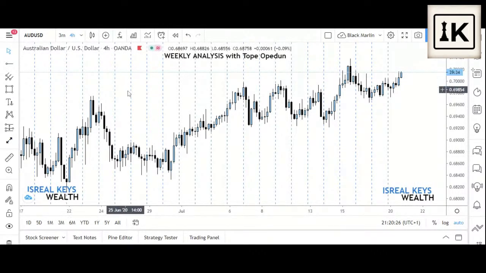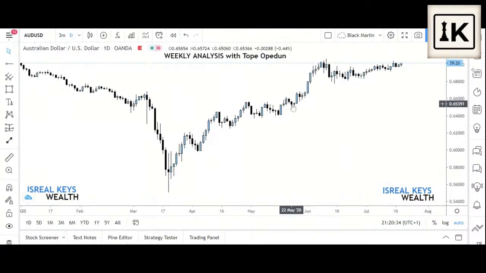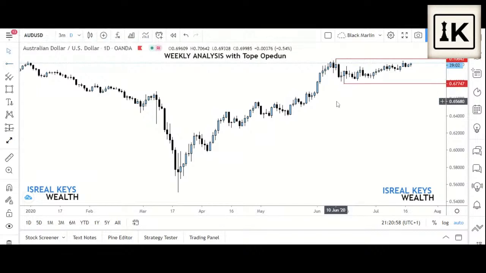Aussie USD. That's the Kiwi. I normally like to go straight to the daily first to see what's happening where we are. As you can see, the trend is up to a certain extent, but we have some nice highs that we believe price would be looking to go to. At the moment we're in this range, between that high and this low. Price is within that range.